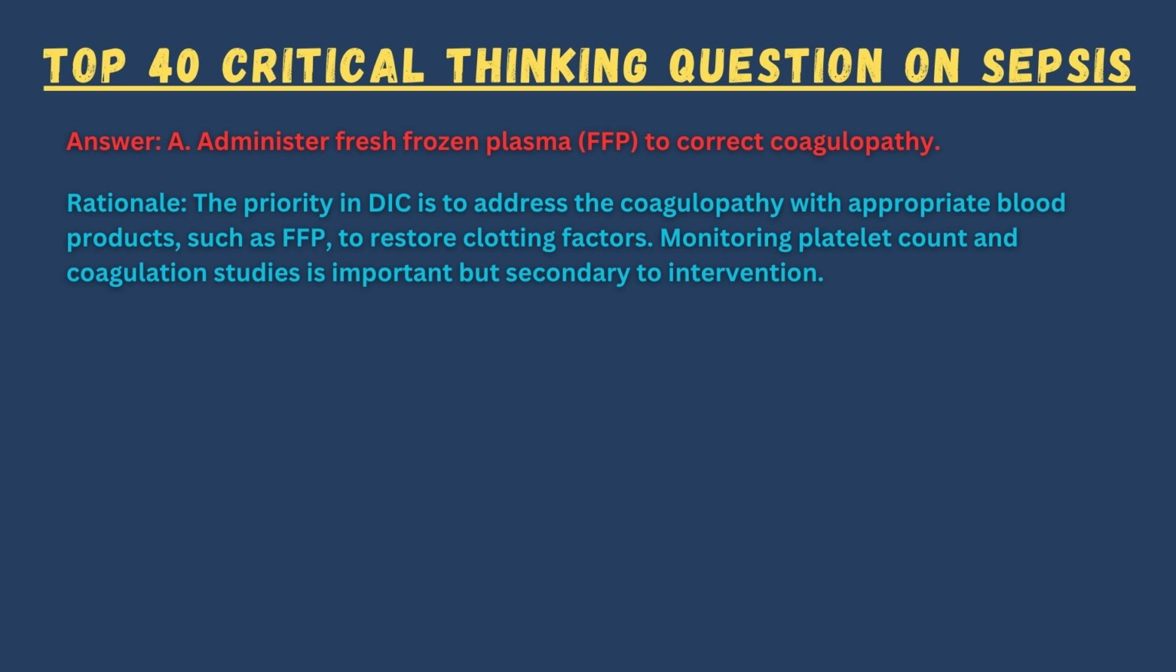Rationale: the priority in DIC is to address the coagulopathy with appropriate blood products, such as FFP, to restore clotting factors. Monitoring platelet count and coagulation studies is important, but secondary to intervention.